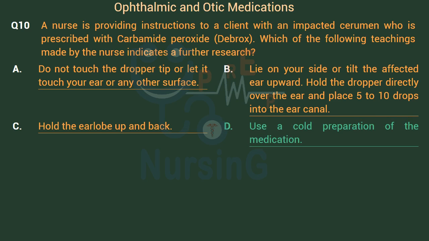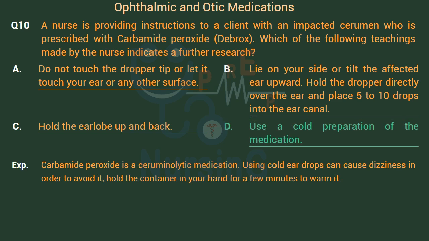Use a cold preparation of the medication. Carbamide peroxide is a cerumenolytic medication. Using cold ear drops can cause dizziness. In order to avoid it, hold the container in your hand for a few minutes to warm it.